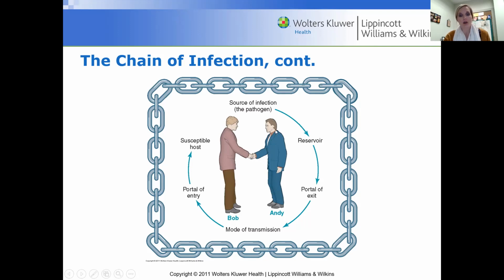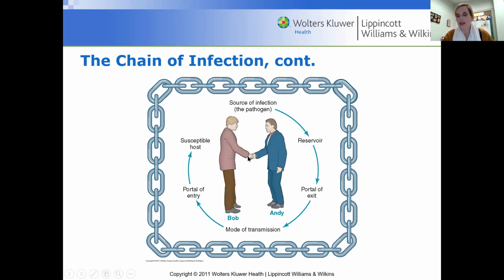Maybe did he sneeze? Or perhaps during this interaction, he coughs directly in Bob's face. It's just dependent on what happens here. So that's the portal of exit. How does that pathogen exit from Andy to then get to the mode of transmission here? The mode of transmission that I believe they're showing here, because we don't see him coughing or anything, Andy must have coughed on his hand and now is shaking Bob's hand. So that's the mode of transmission.